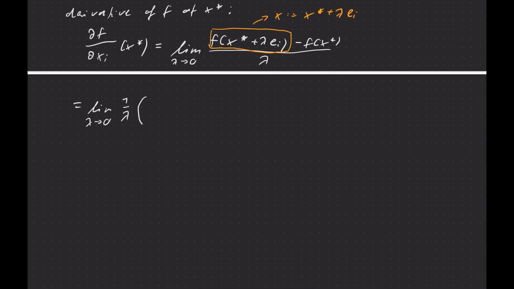Okay, so what we have is f of x star plus g times x, where x is x star plus lambda ei, minus x star, plus r at x star plus lambda ei minus x star. And then of course we copy the rest of the expression, that's just minus f at x star.